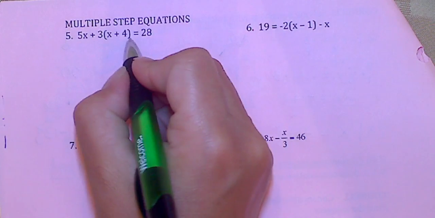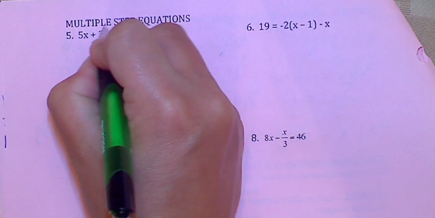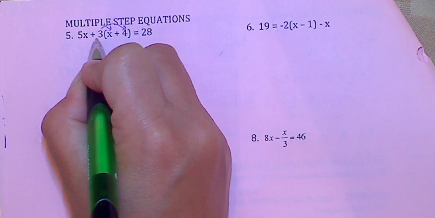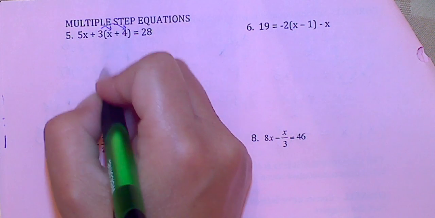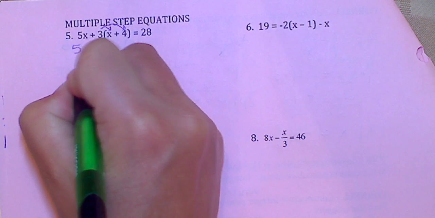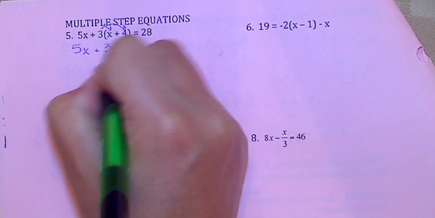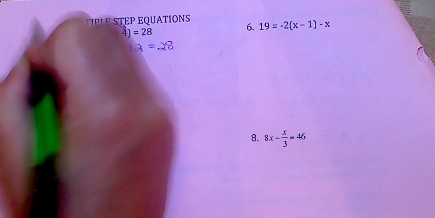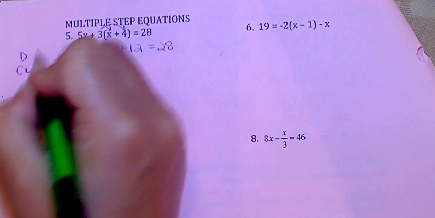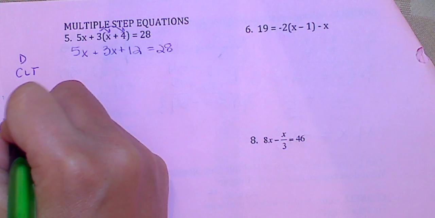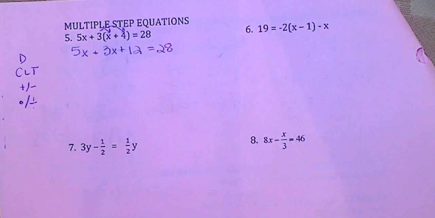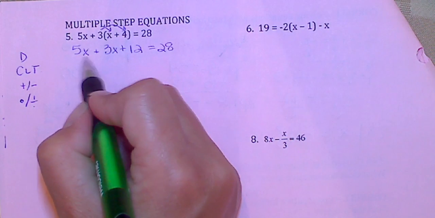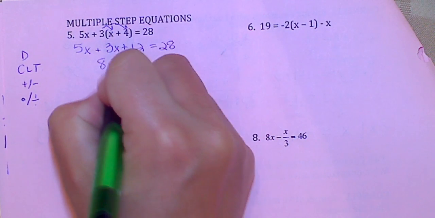So we see the parentheses here. We need to get rid of those parentheses, so we're going to distribute. You cannot add 5x plus 3 for multiple reasons, so make sure you're doing the distribution first. So the 5x is just going to come down. 3 times x is 3x, and 3 times 4 is 12. Okay, so distribute, combine like terms, undo addition and subtraction, undo multiplication and division. So those are the steps that we want to use. So we need to do combining like terms. 5x plus 3x is 8x.